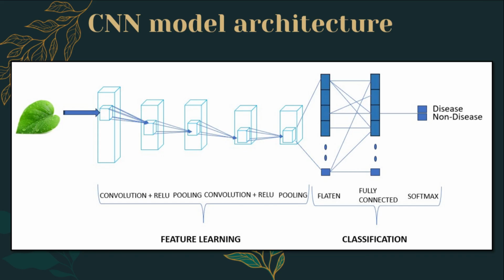So this is the visual representation of the CNN model architecture that I explained just now. When the image is inserted, convolution and pooling layers will take care of the feature learning, which actually occurs at this stage, and moving to the classification stage where flattened, fully connected, and softmax will occur. So as a final outcome, the model will determine the leaf is disease or non-disease.